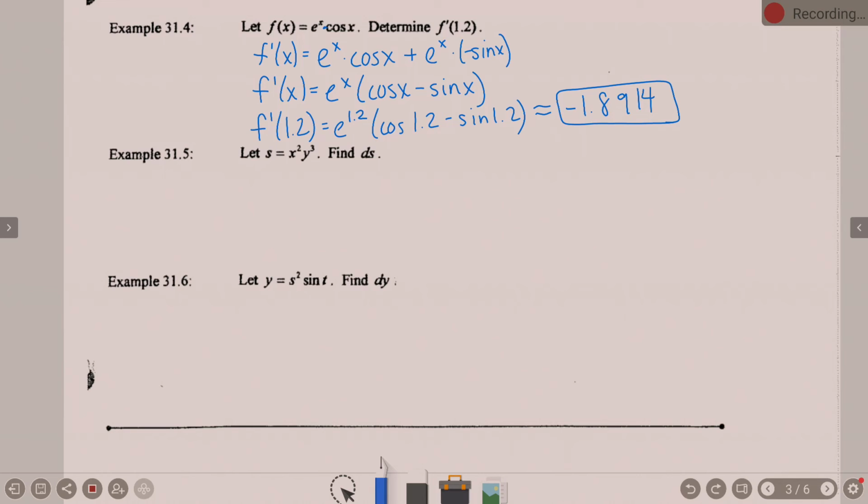Example 5. Let s equal x squared y cubed. Find ds. That's a differential.